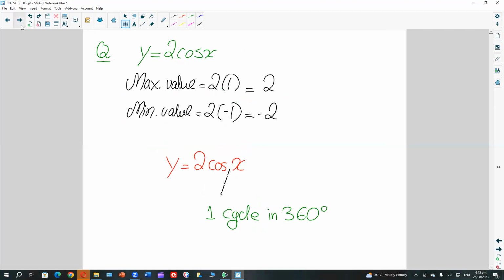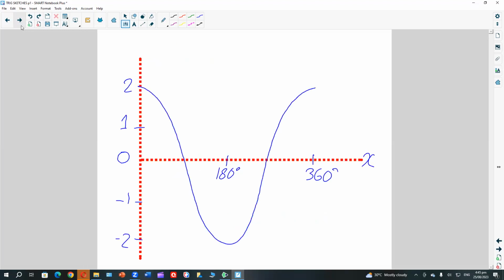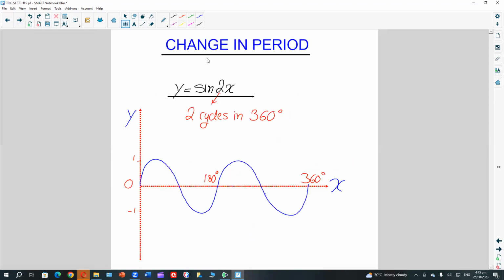Now look at this. Y is equal to 2 cos x. For maximum, you put 1. For minimum, you put -1. There is no number with x, so it means it is 1. So one cycle in 360 degrees. When you draw, it looks like a necklace shape. It starts from 2 and it goes down to -2. Now give a new heading.